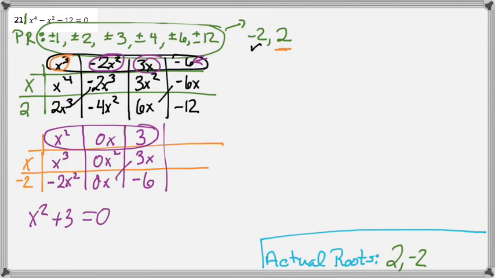So when I solve that, I need to subtract the 3 from both sides. And that gives me x squared is equal to a negative 3. Then when I take the square root of both sides, that negative comes out as imaginary. And so I have x equals plus or minus i times the square root of 3.